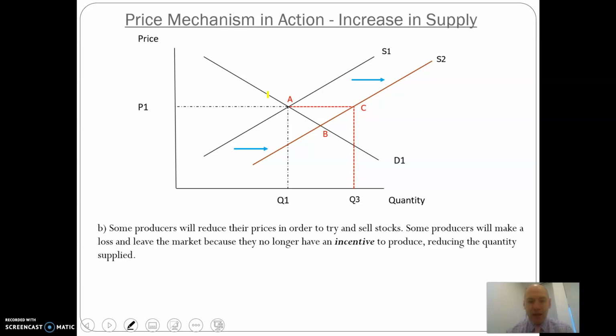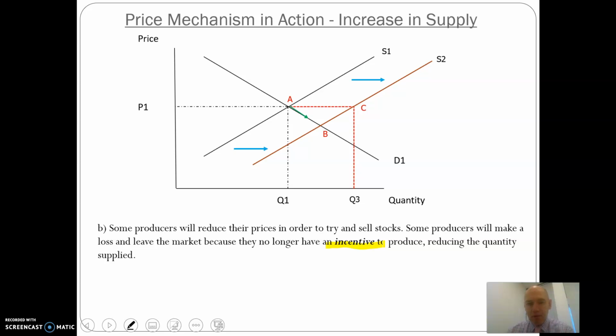So with excess supply, some producers are going to reduce their prices in order to sell stocks. Some will make a loss because they're not selling enough and they will leave the market. They no longer have that incentive to produce, and again this will reduce the quantity supplied further. So just think about what's happening here.